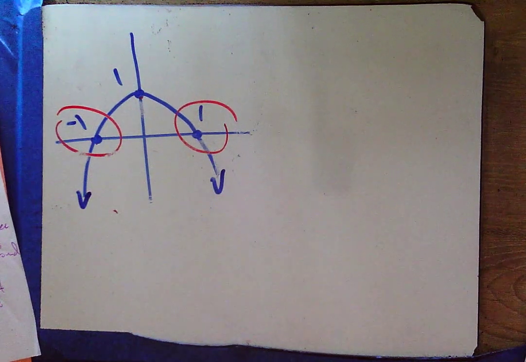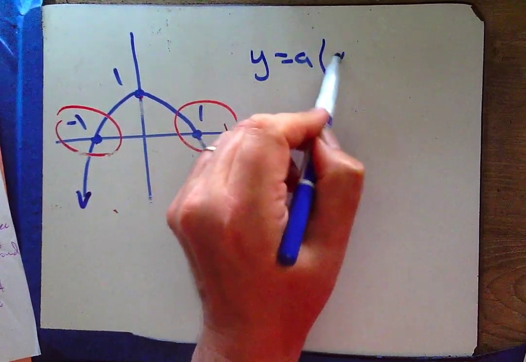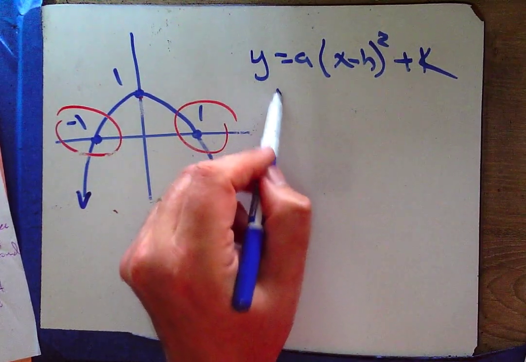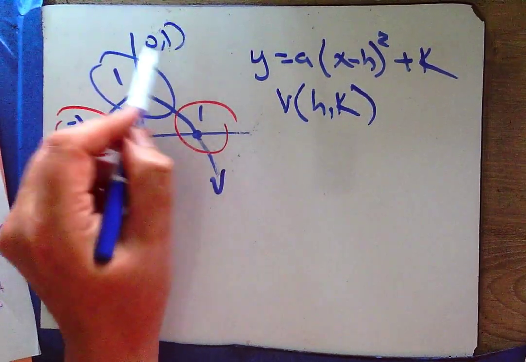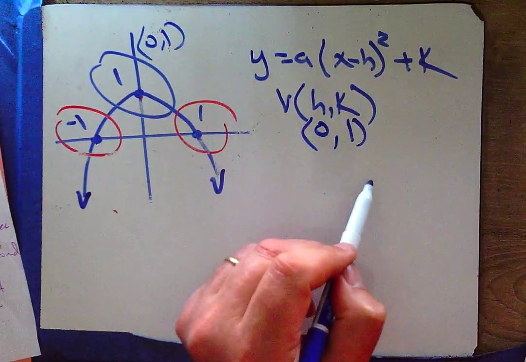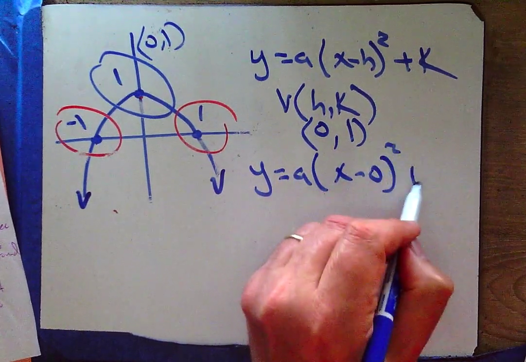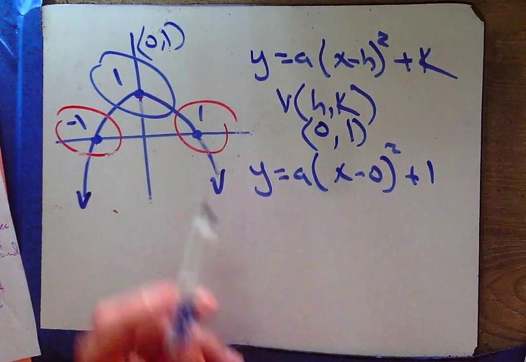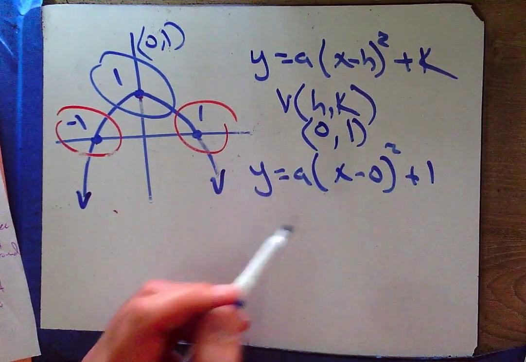You can still graph. So first, using vertex form, y equals a times x minus h squared plus k. We know the vertex is located at h comma k. And here I see the vertex is 0 comma 1. So 0 for h and 1 for k. Okay, so y equals a times x minus 0 squared plus 1. Nice. Now, we still have to solve for a, and that's why I said earlier, not only would you need the vertex, but you'd need one additional point.